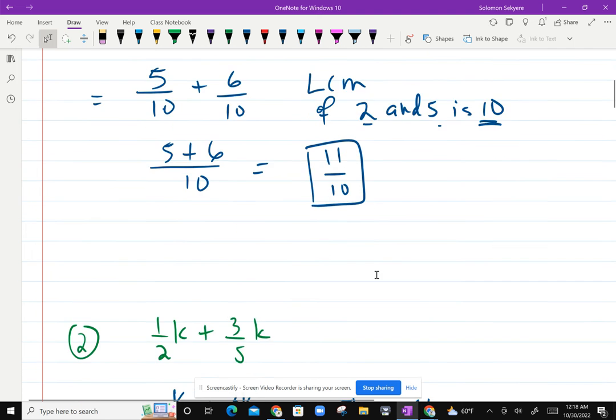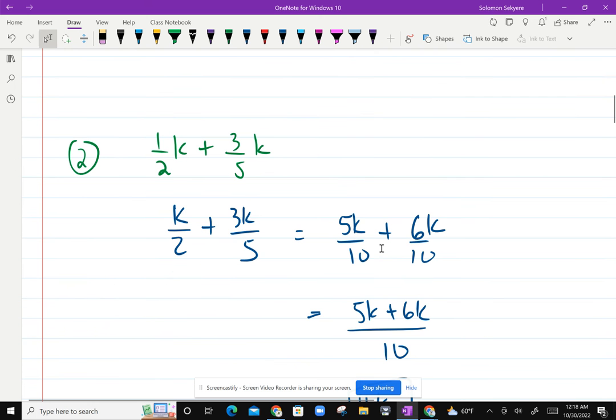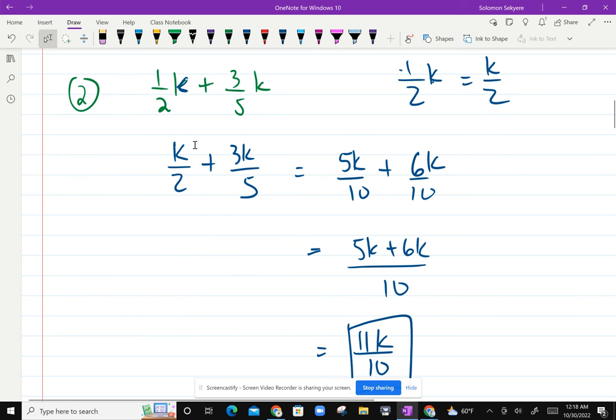Okay, so now moving into algebra, what if you have the same fractions but with a variable k? By the way, if we write half k, this is the same as k over 2. This k in the middle is on the top. So what you do is the same thing. Don't let a k scare you.